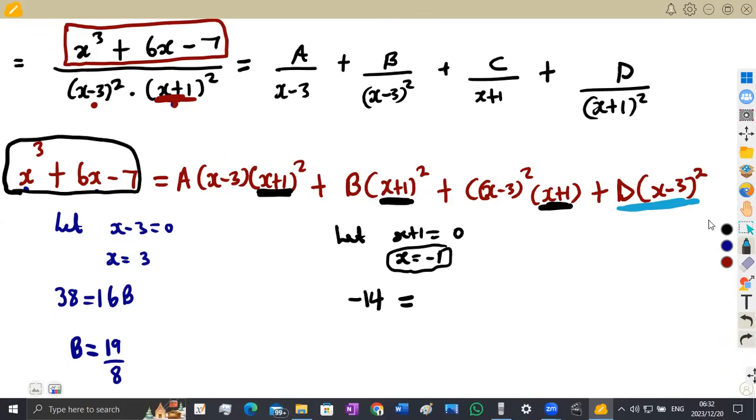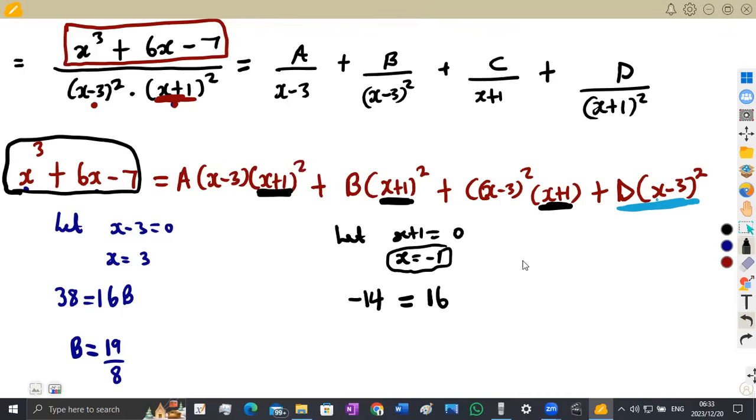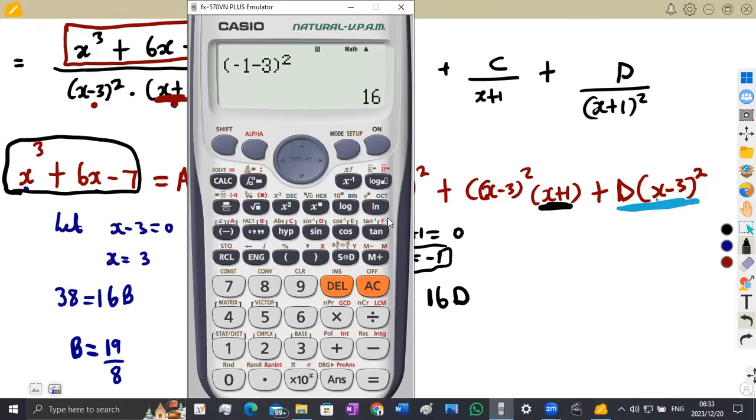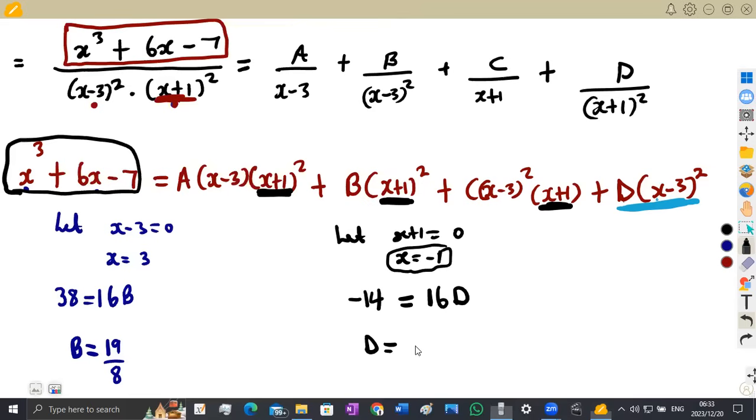So this x is minus 1 on d. It's minus 1 minus 3 squared, which is 16. So we're going to have 16d, because we've got a d there. Divide by 16 both sides. We're dividing negative 14 by the answer. This will be negative 7 over 8. So you're going to get negative 7 over 8 as our d.